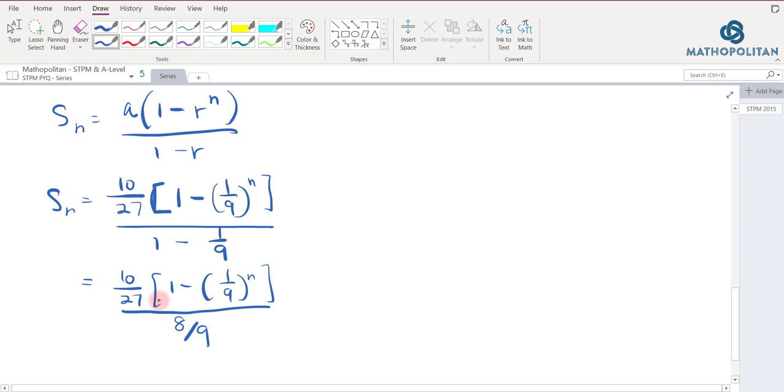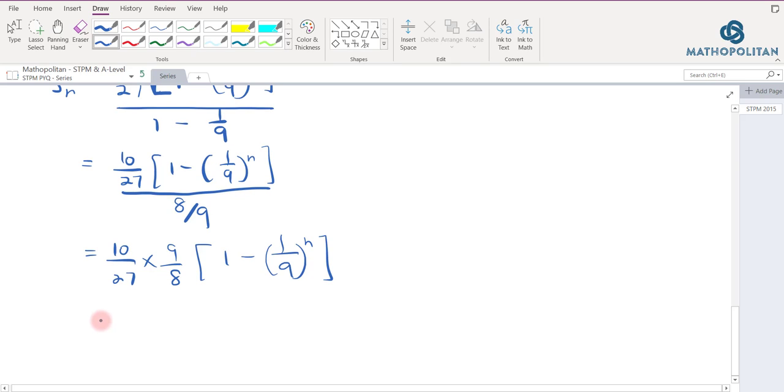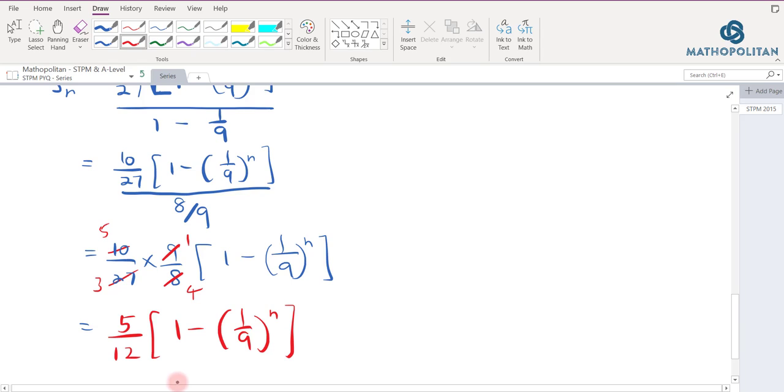Now we can simplify this. We have 10 over 27 times 9 over 8, and then the bracket 1 minus 1 over 9 to the power of n. So we have 10 times 9 over 27 times 8. We divide 9 and 27 by 9 to get 3, then divide by 2, so this is 5 and this is 4. So this is 5 over 12 times 1 minus 1 over 9 to the power of n. This is the sum of the first n terms.